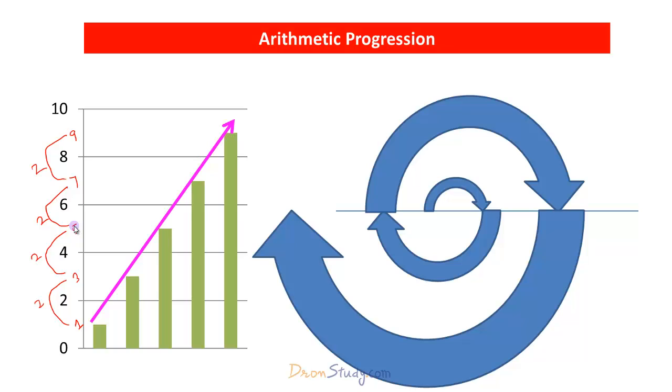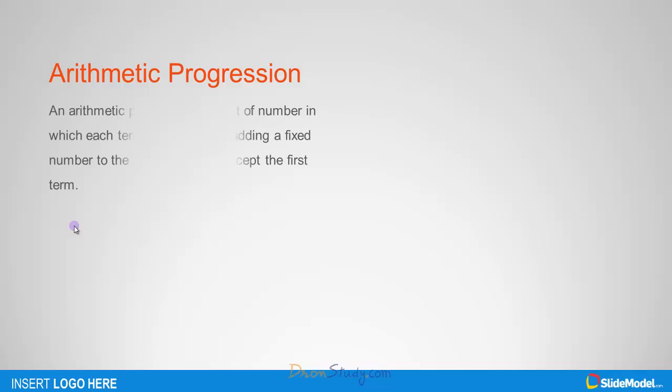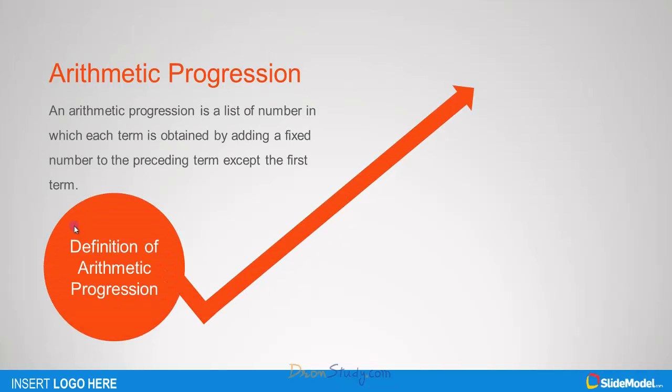So friends, in this chapter we will see the following topics. The first, we will see the definition of the arithmetic progression, and that definition is that it is a list of numbers in which each term is obtained by adding a fixed number to the preceding term except the first term. A fixed number is added to each preceding term. We have seen 2 is added to each preceding.